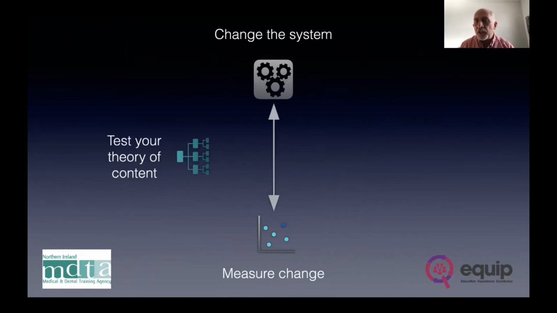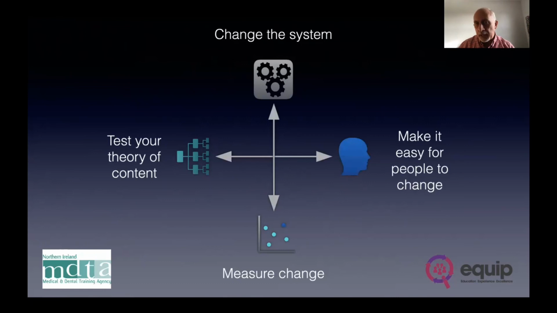Testing a theory of change. A theory of change is a very systematic way to design how your quality improvement work is going to actually progress. And the other key element is making it easy for people to change. So if you're going to create lots of extra work for people, it's unlikely that your change will be sustained. And all of that really is about learning. We have to learn how our system works. We have to learn how to measure. We have to learn how to think through our problem. And we have to learn how to influence people. All key elements within quality improvement.